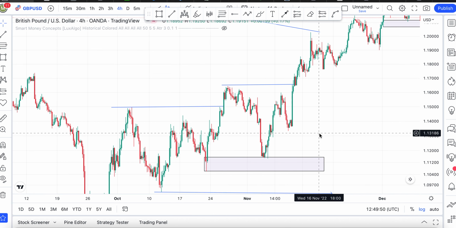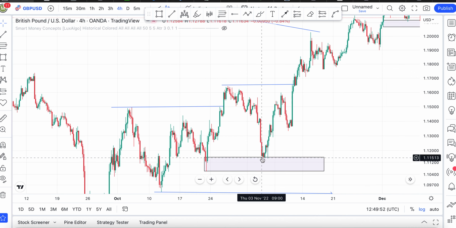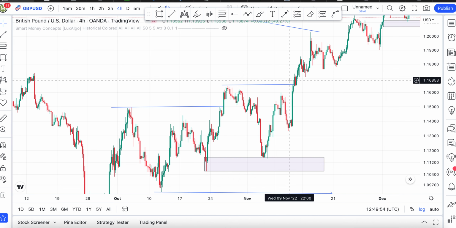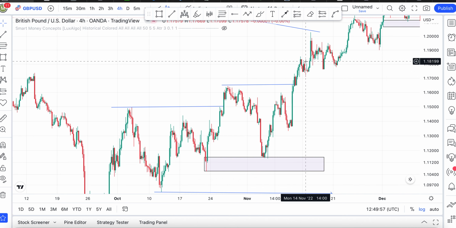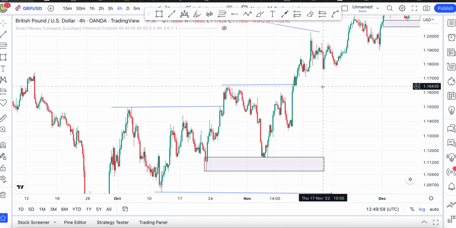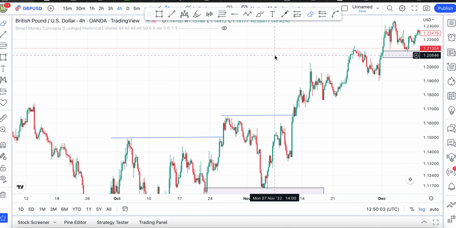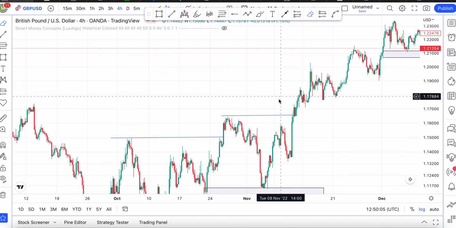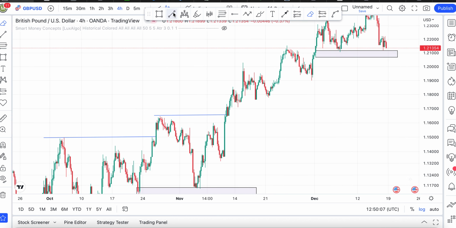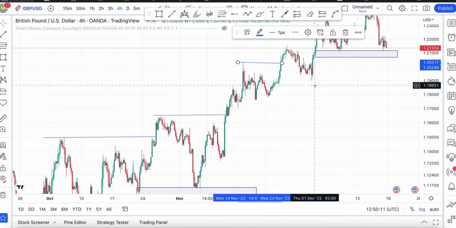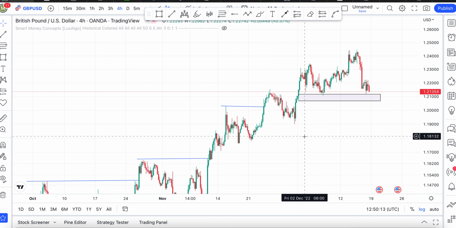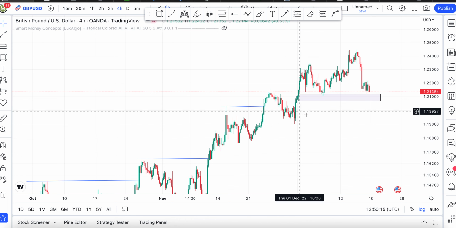So the demand came, tapped the demand, went further to break structure, creating another higher high in the market. So always look at your market from a higher time frame so you can know the overall direction of the market. Then on the smaller time frame, you can scale down to look for possible entries while making the direction of that market your friend.